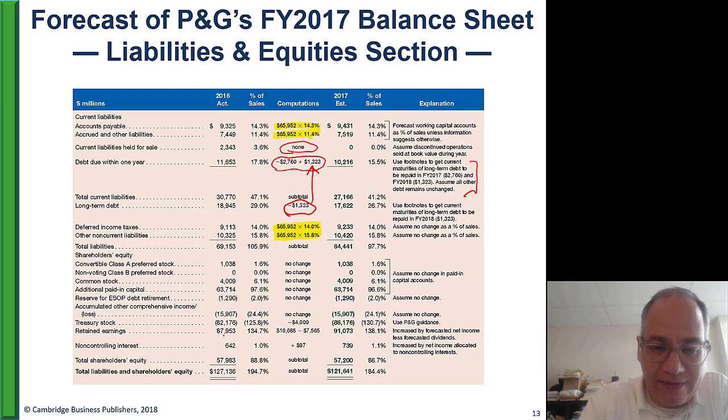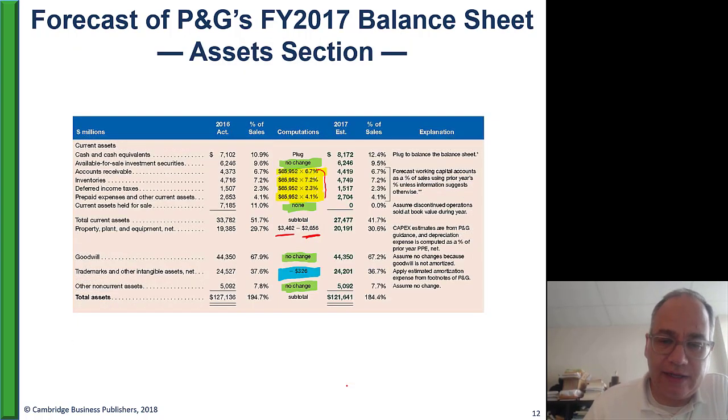They're taking 87,953. They're adding 10,685. They're subtracting estimated dividends and getting 91,073. Non-controlling interest, they're adding the share of net income that belongs to non-controlling interest. It's just the same as last year. And you get a total liabilities and shareholders' equity. You go back to your balance sheet and you stick that number here.